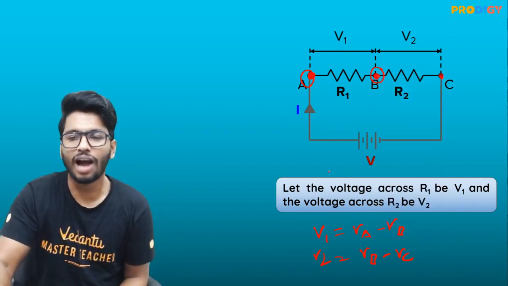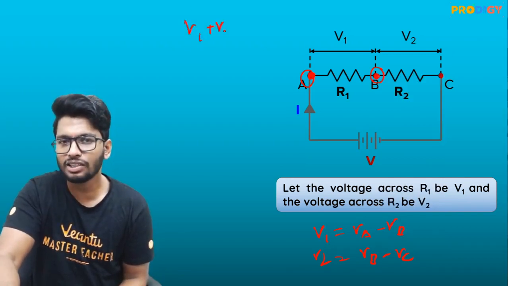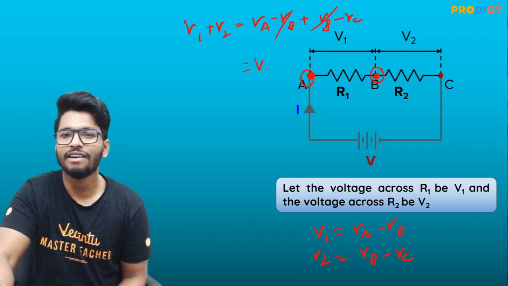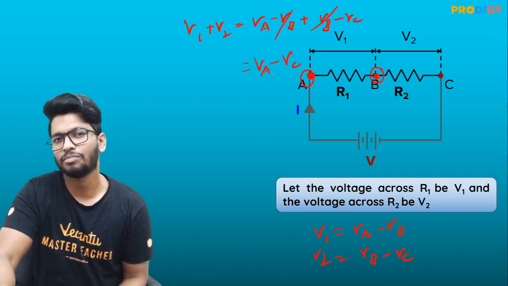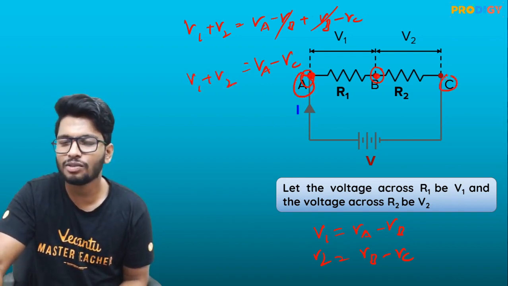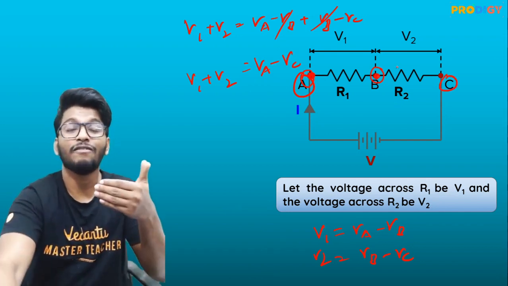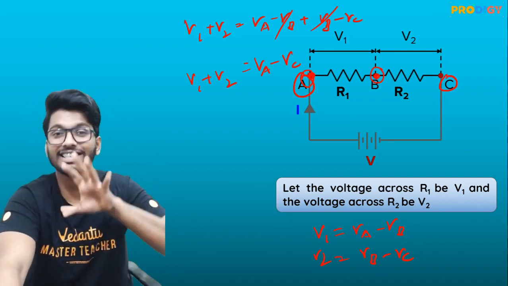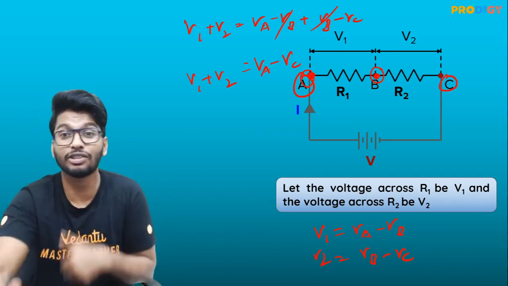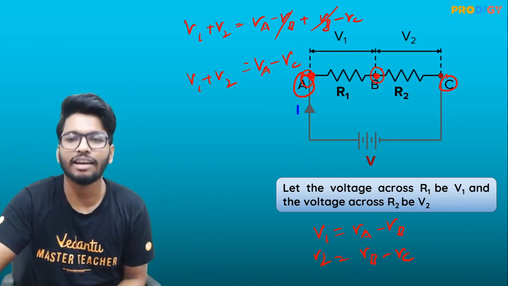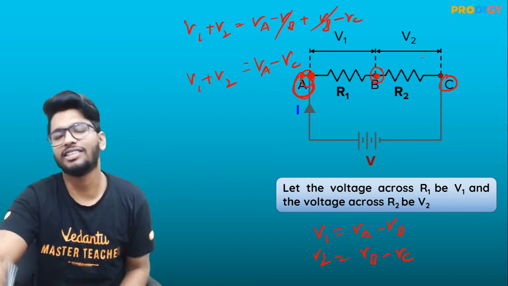Simple. So yes, guys, if you add them both up, what do you get? V1 plus V2 is equal to VA minus VB plus VB minus VC. So VB gets cancelled. What will you get? VA minus VC. Now what is VA minus VC, people? It is nothing but this point and this point. In other words, when you check the potential difference in the case of series connection, it is getting distributed. So when you combine V1 and V2, it is nothing but the potential at this point A and the potential at this point C.